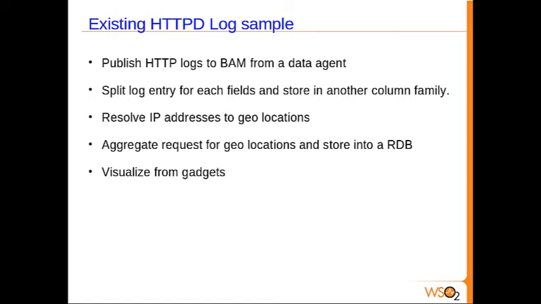Here we use the GeoIP open source implementation to resolve IP addresses to country names, and we have a dashboard which consists of a set of gadgets, which are basically tables and bar charts that show the number of requests that came from each country, and their variation is displayed in the bar charts. So that's all we already have in the HTTP log sample.